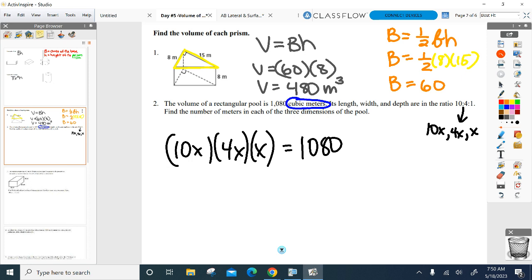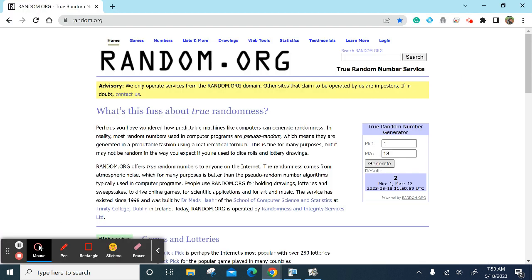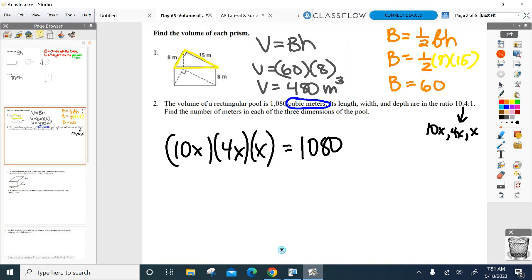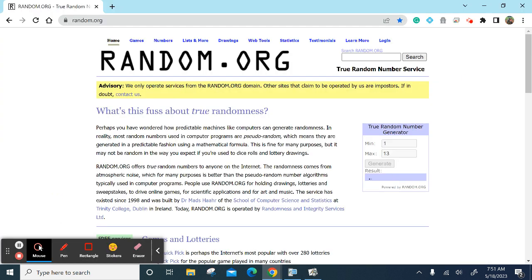So what are we doing with these 3 here? What do you get when you multiply them? Who's going to dig deep here for me? 10x times 4x times x. Make sure we're multiplying, not adding. Don't give me 15x squared. Yep, good. Yep, thanks. I got it.